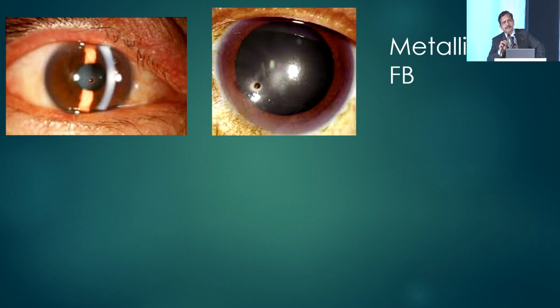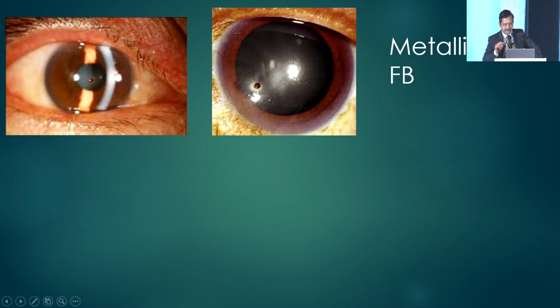Sometimes it is embedded deeply into the cornea. If it is below Bowman's membrane, then that will result in scarring. At the same time, there is something called a Coats white ring, as you see here.